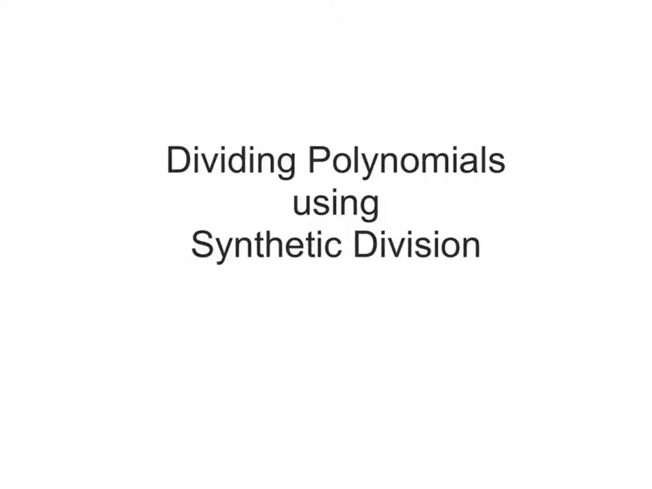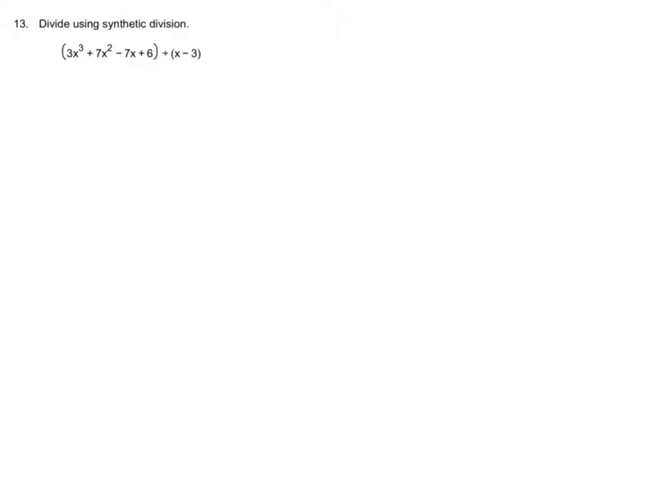Dividing polynomials using synthetic division. Divide using synthetic division: 3x cubed plus 7x squared minus 7x plus 6 divided by x minus 3. Synthetic division is a more efficient way to divide polynomials by binomials.